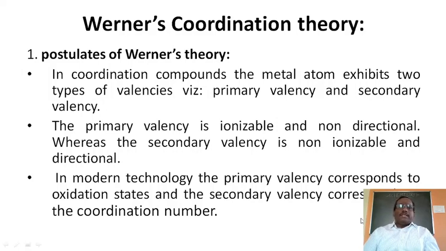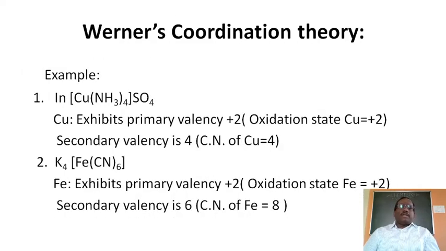But in a coordination compound, the central metallic atom exhibits two types of valency. One is the primary, that is the oxidation state, and the other is the secondary valency, that is the coordination number. These are two types of combining ability of the metal atom. This postulate is a very important property of the central metallic atom. It must exhibit two types of valency: one is oxidation state, the other is coordination number.